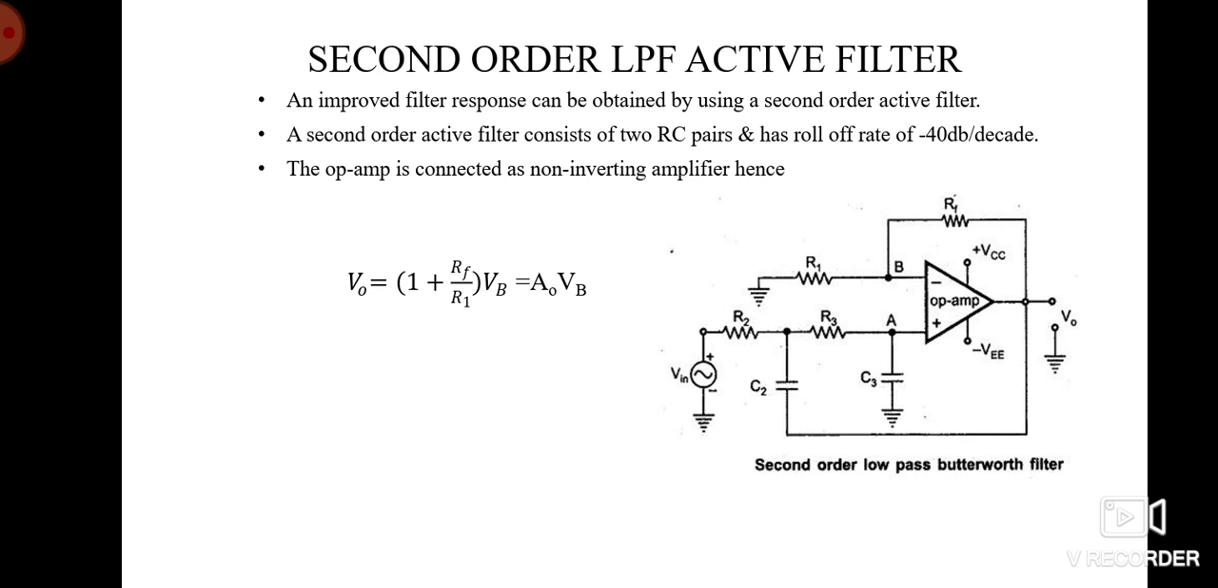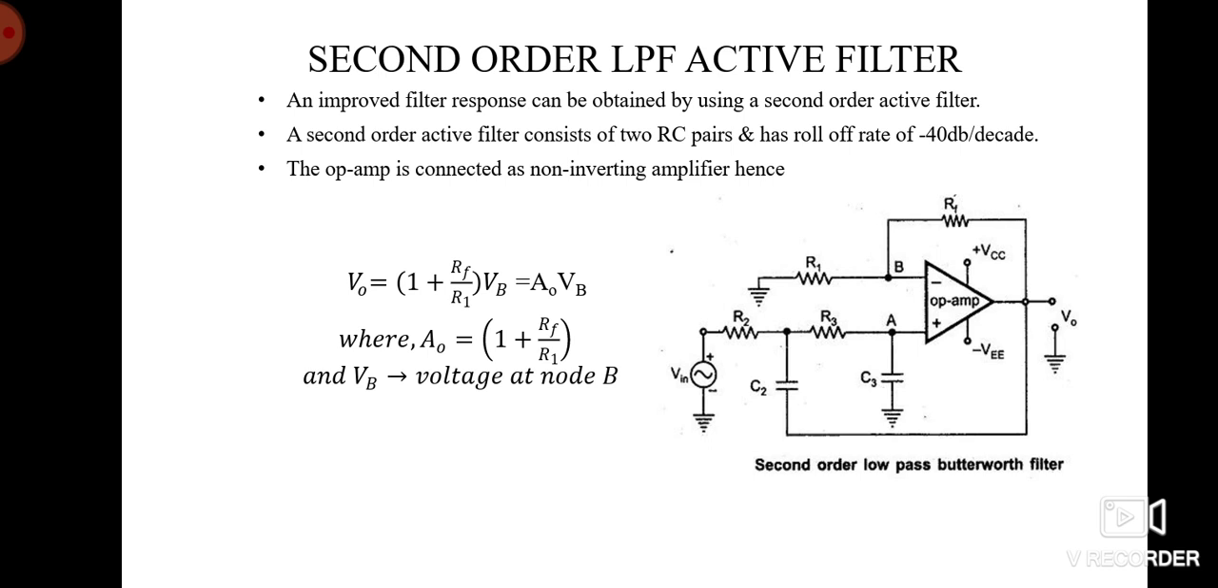plus RF by R1, that is the voltage gain of the non-inverting amplifier, V naught equal to 1 plus RF by R1 into VB, equal to A naught into VB, where this A naught is equal to 1 plus RF by R1, and VB is the voltage at node B.